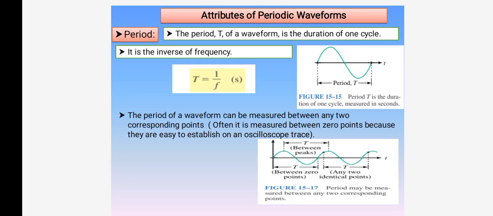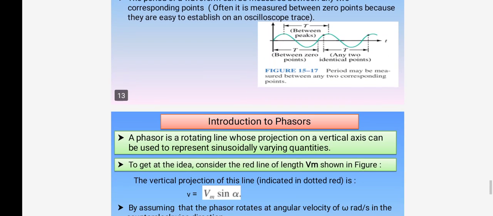The period of a waveform can be measured between any two corresponding points. Often it is measured between zero points because they are easy to establish on an oscilloscope trace. From the diagram you can easily understand how the frequency or the time period is calculated.